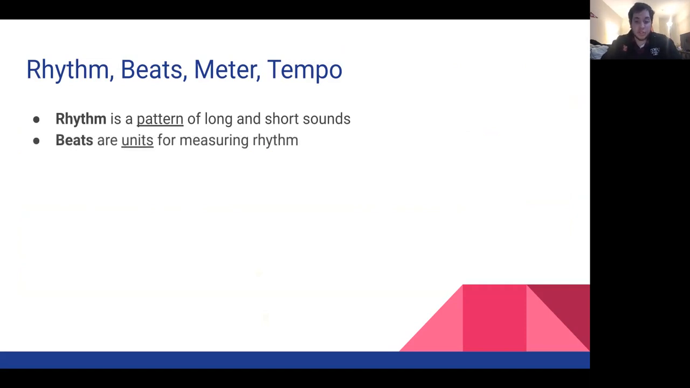Beats are units for measuring rhythm. Watch how I count on my fingers as I chant the pattern that I just chanted before. Do, day, do, day, do. Some of those beats had more than one sound in them, and some only had one sound. Either way, they were all the same length. They are units that we use to measure.